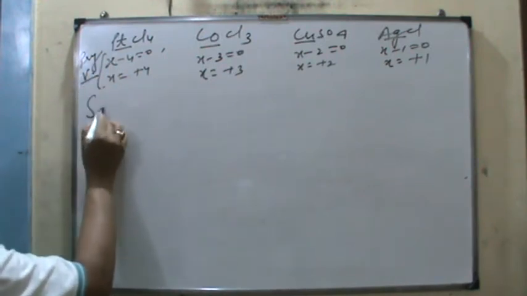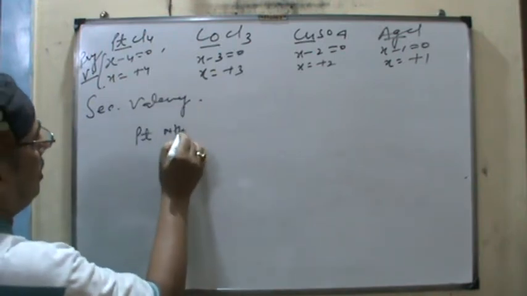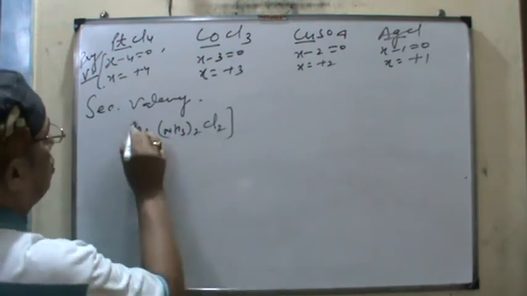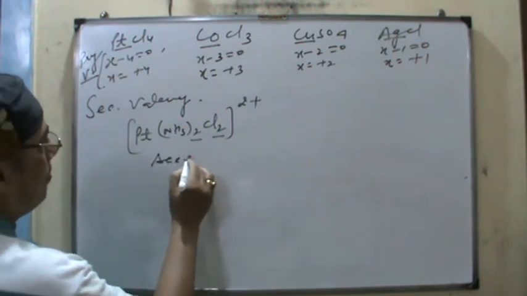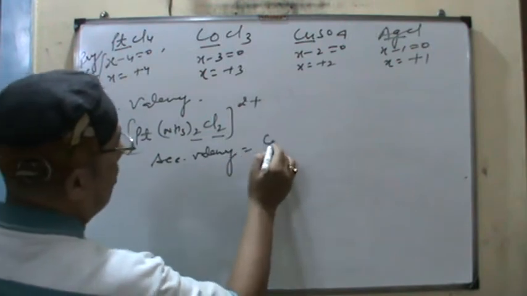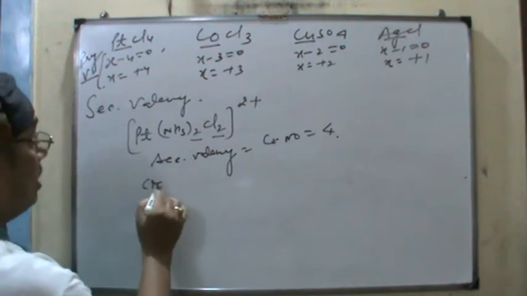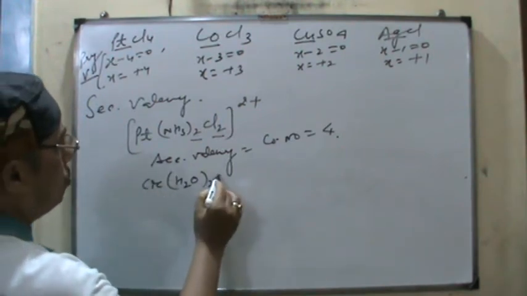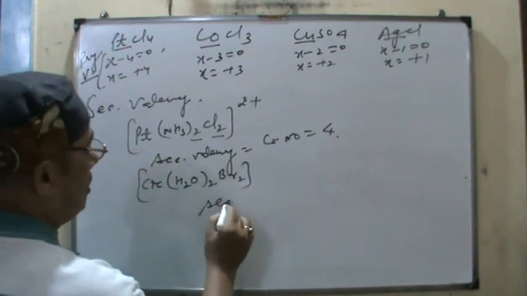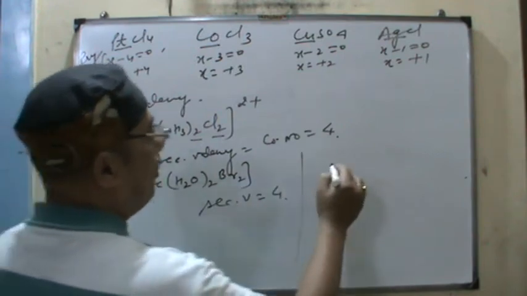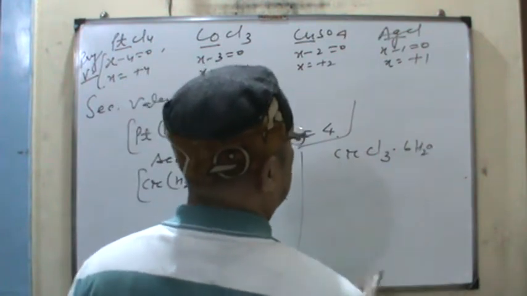So far as the secondary valency is concerned, Pt(NH3)2Cl2, even if I take 2 positive, so 2 plus 2, secondary valency is called the coordination number and your answer is 4. Like this, Cr(H2O)2Br2. So secondary valency is 4. If I take CrCl3 with 6 water molecules, right?